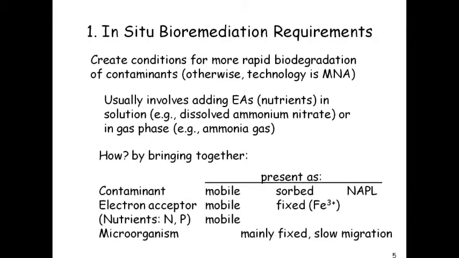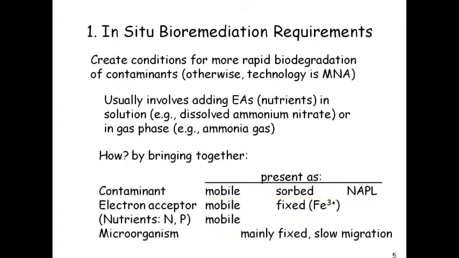So again, we're trying to bring together contaminants, electron acceptors, nutrients, and microbes. Where are these in the subsurface? Well, as we've seen, contaminants can be mobile, dissolved in water. They can be sorbed on solid, ready to partition back into the water. Or in source areas, they can exist as non-aqueous phase liquids.